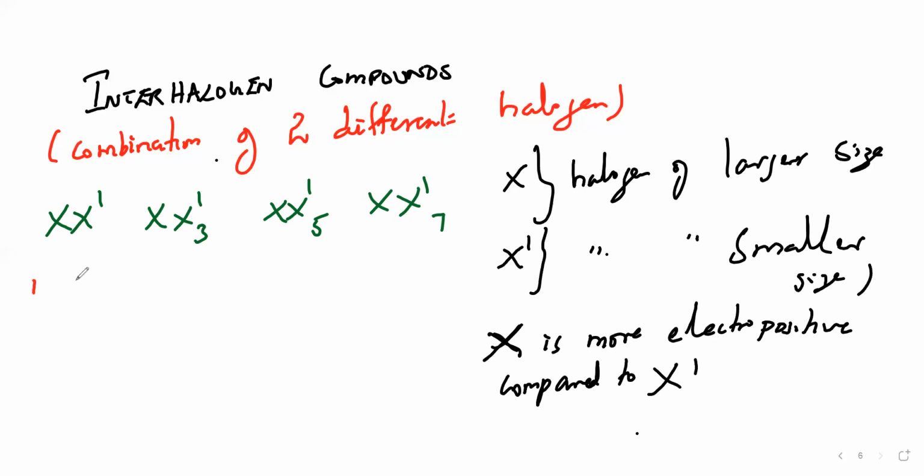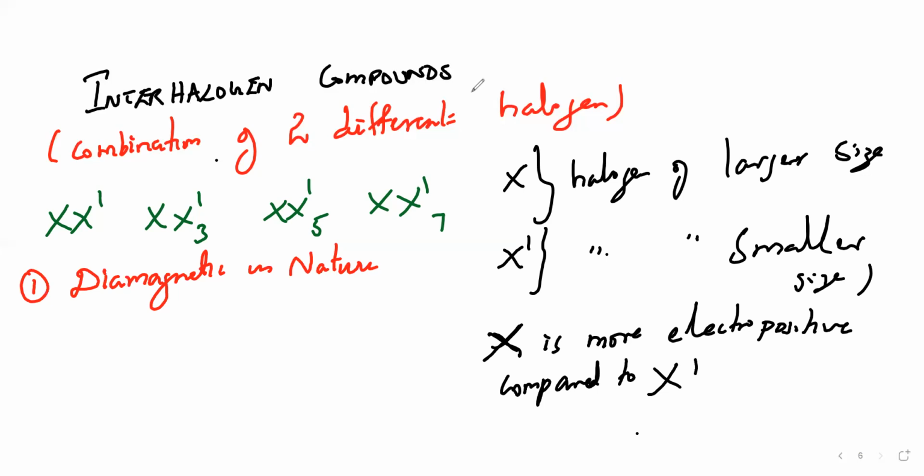Coming to the properties of these compounds. First important thing, they are all diamagnetic in nature. In the sense there are no unpaired electrons. Paramagnetic means there is a presence of unpaired electrons. Diamagnetic, all are paired. That's it.